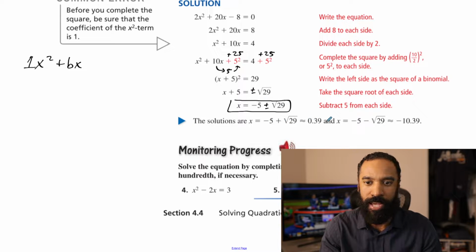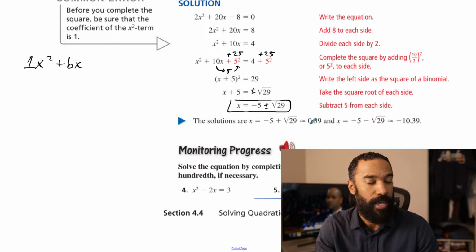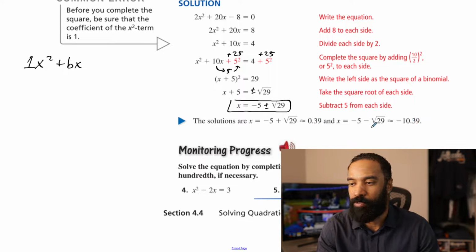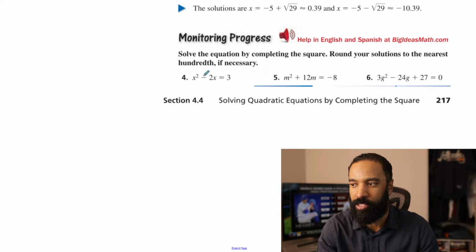Negative 5 plus root 29. Negative 5 minus root 29, and of course those values are important. They will represent x-intercepts. But as far as what we're doing here, this is the exact answer. So unless they ask me to round, I'm not going to. I can see in these instructions here they are asking you to, so we'll probably have to.